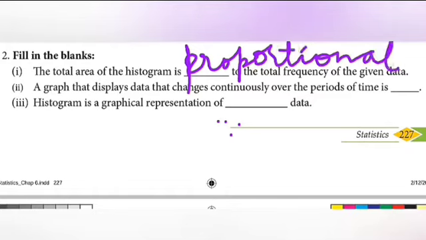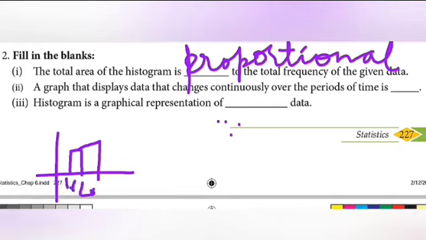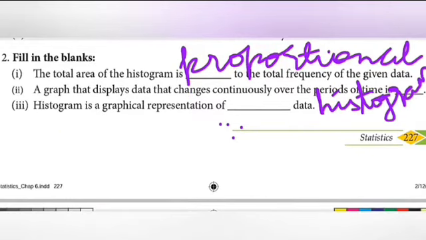Okay, then the graph that displays data that changes continuously over periods of time is dash graph. Listen, it is changing group by group, that is, in this class interval it is changing, right? So we can write histogram. A histogram changes continuously over the periods, and periods is nothing but class interval.